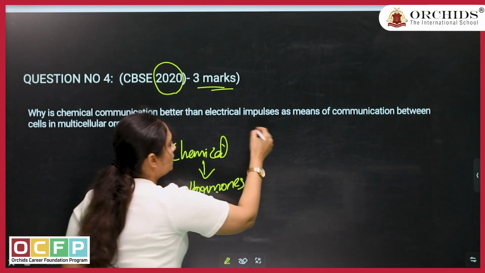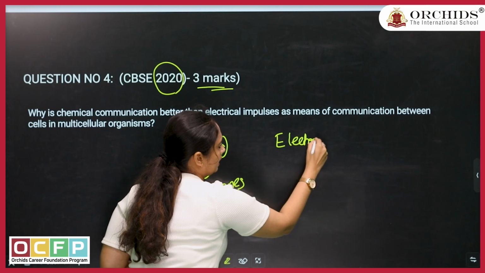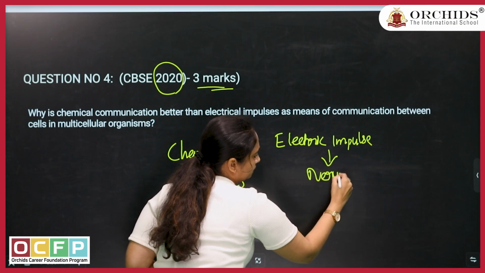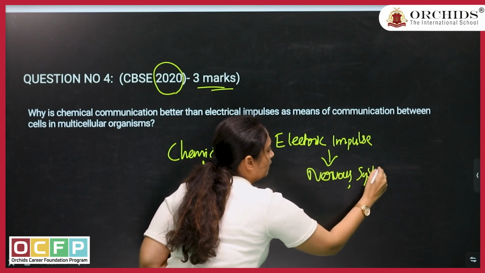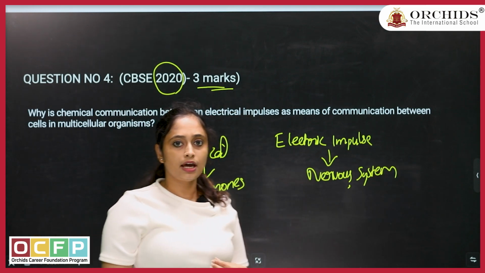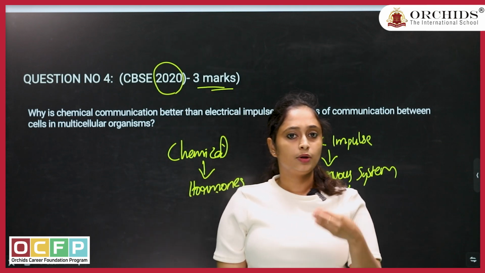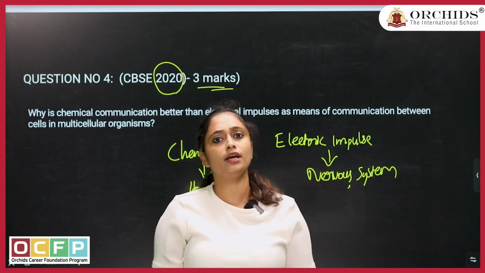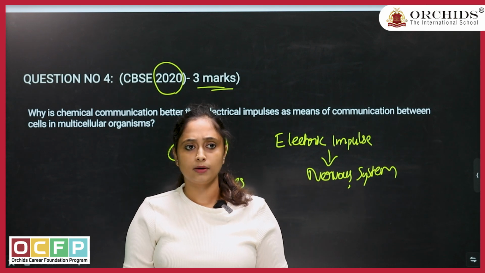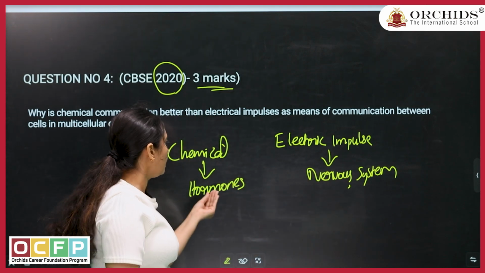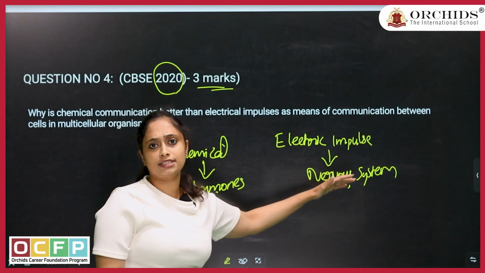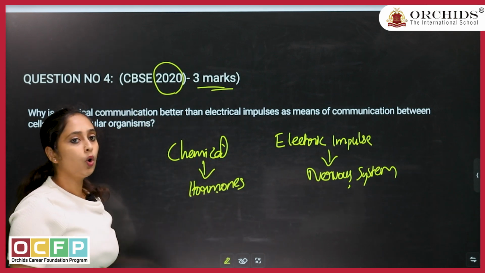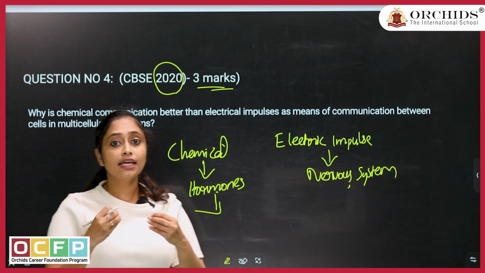Why are hormones better than electrical impulses? Electrical impulse is a part of our nervous system. When we compare these two types of communication, both are happening in our body. Hormones control different activities in our body, and our nervous system helps in controlling and coordinating different activities taking place in our body. Then again, why is chemical communication better than electrical impulse communication? Because hormones are secreted from endocrine glands.